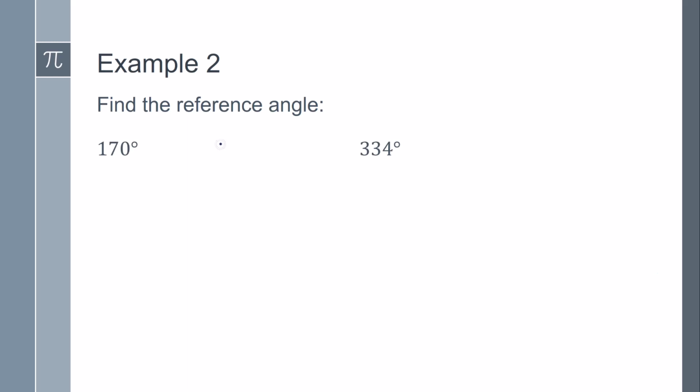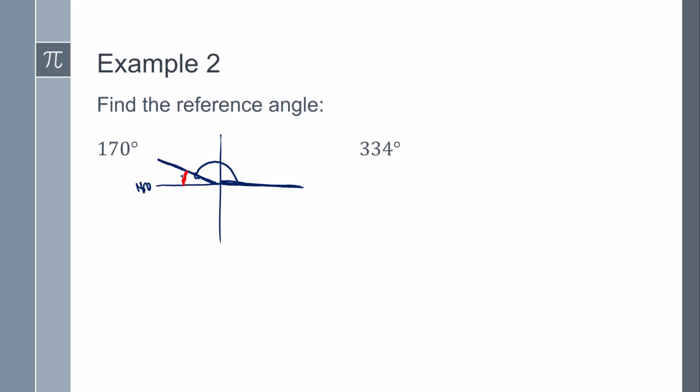So find the reference angle. Well, the first thing we got to do is we got to draw it. So initial side, rotate. So that's about 170 degrees because I know that that would be 180 degrees. So my reference angle is going to be this. So it's that angle there.